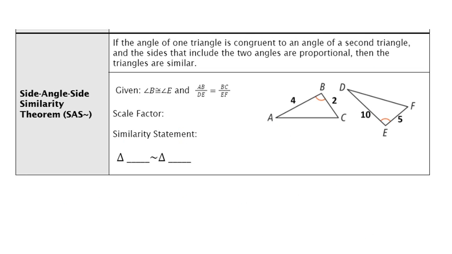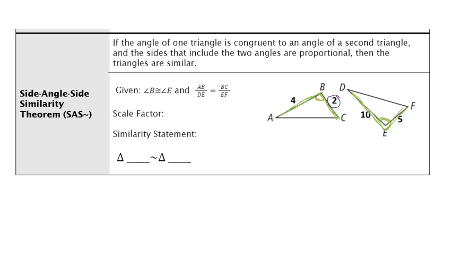Our last theorem we're going to look at is side angle side. So this one says if one angle of a triangle matches with another, and the two sides that include that angle are proportional, then they're similar. So for example, I see that there is one angle that matches, and if I trace the angle, the two sides that form that angle are the two sides that we're going to compare.